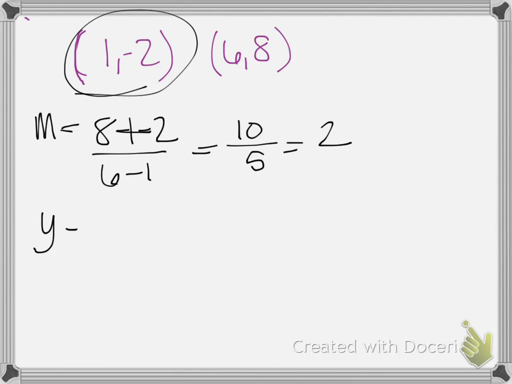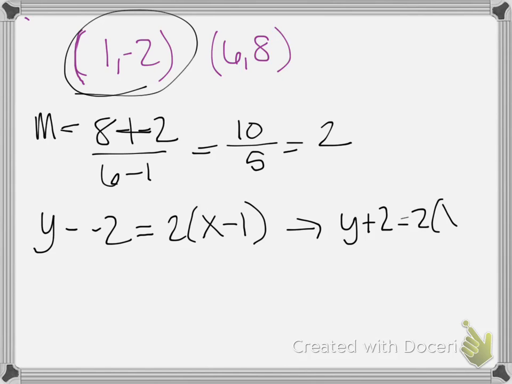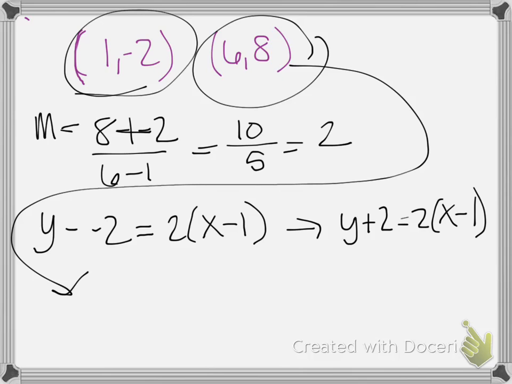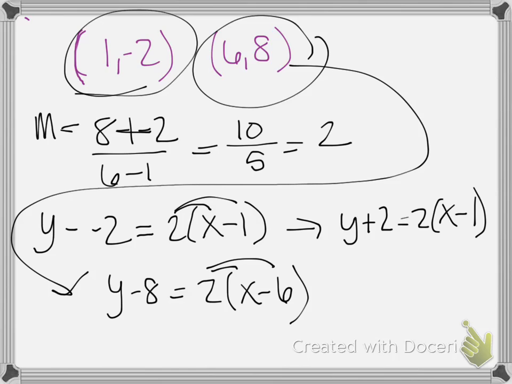So I'm going to get y minus -2 equals 2 times x minus 1. Two negatives make a positive, so I'm going to get y plus 2 is equal to 2 times x minus 1. Now if I choose this equation, I'm going to get y minus 8 is equal to 2 times x minus 6. Again, if I distributed this 2 for both of these and then subtracted this 2 over or added the 8 over, I should get the exact same slope-intercept equation.